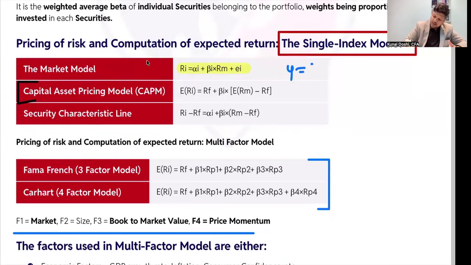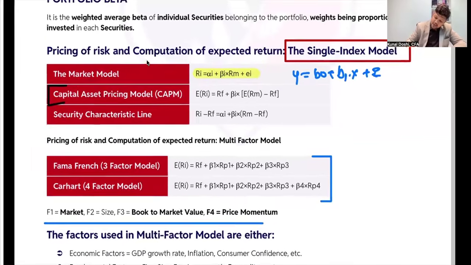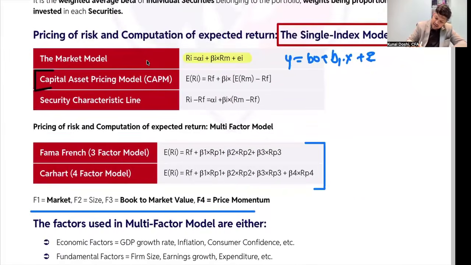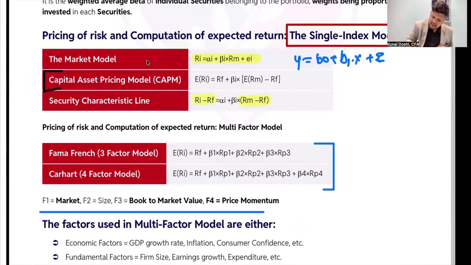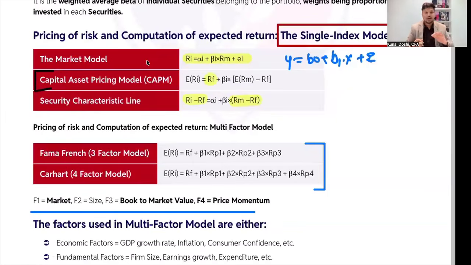This is nothing but y equals b0 plus b1 x plus error. Remember this from linear regression? It's the same thing. Now, in the market model and security characteristic line, we check the risk premium of the stock and the market. So it's just a rearrangement of the formula. If you notice here, if I take the risk-free rate to the other side, it is just a rearrangement.